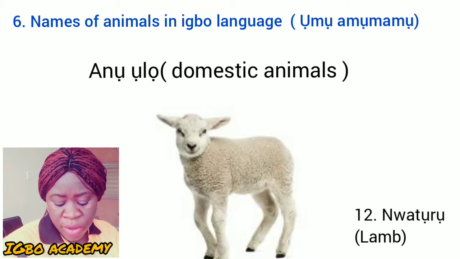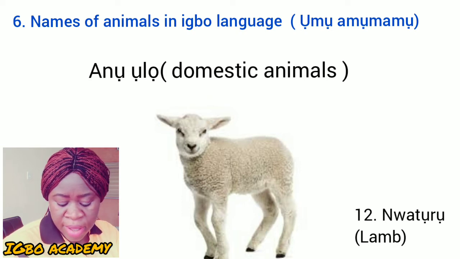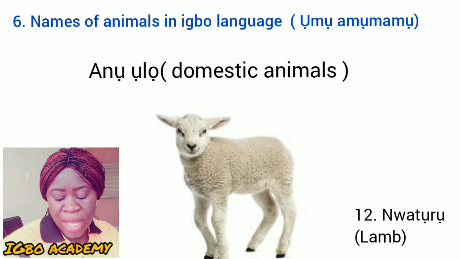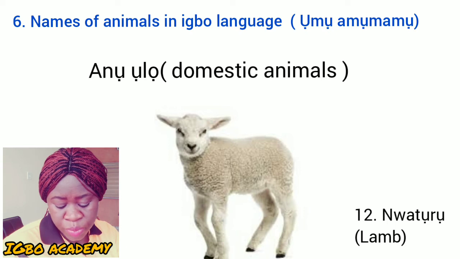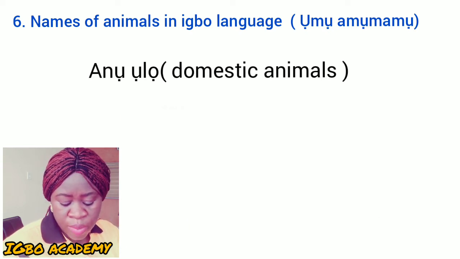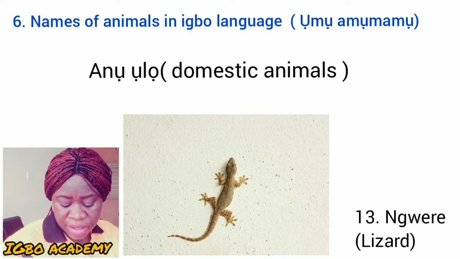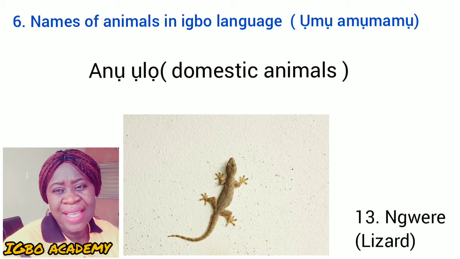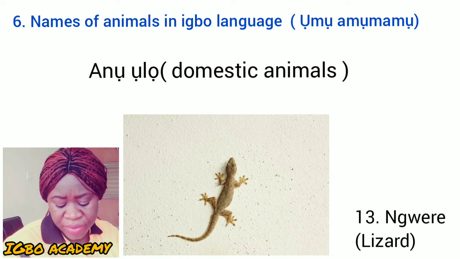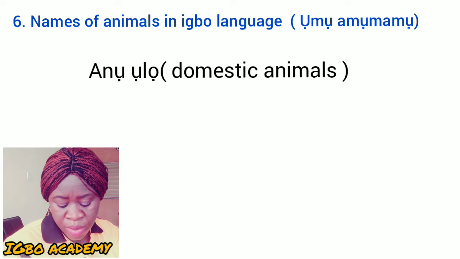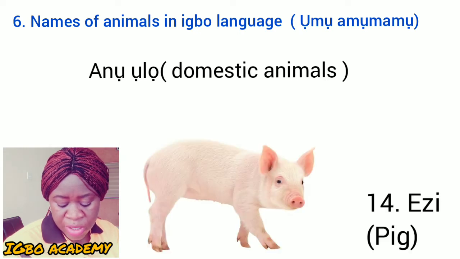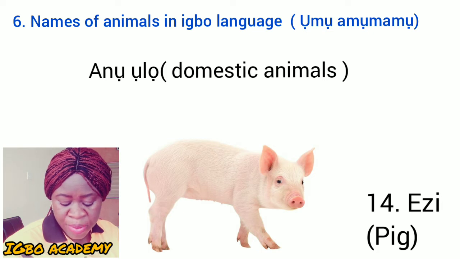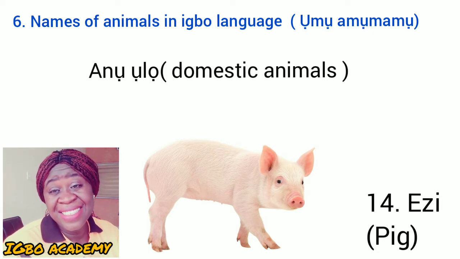Number 12, the lamb. The lamb is called waturu. Lamb, waturu. Number 13, the lizard is called ngwere. Lizard, ngwere. Number 14, the pig is called ezi.